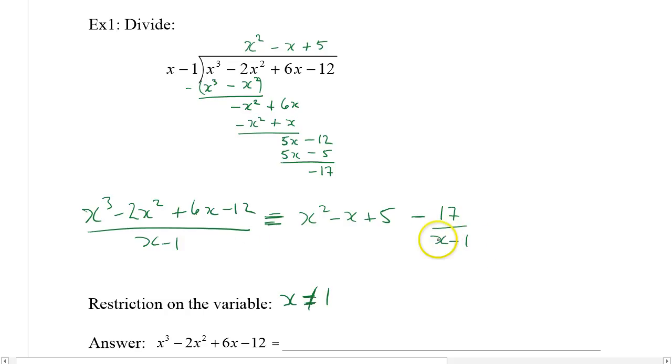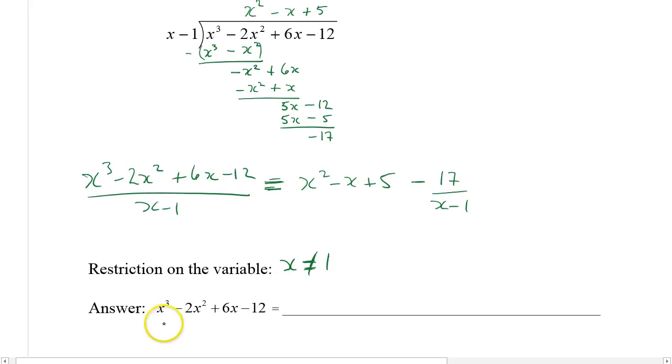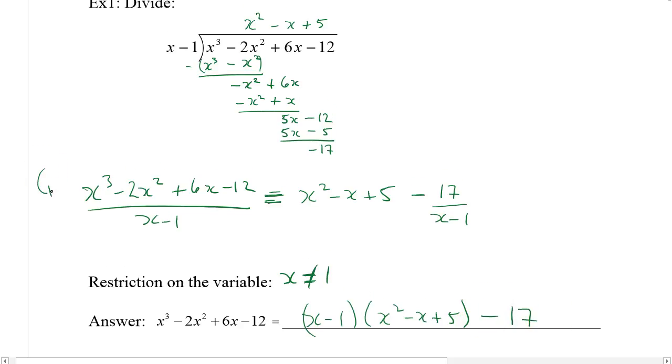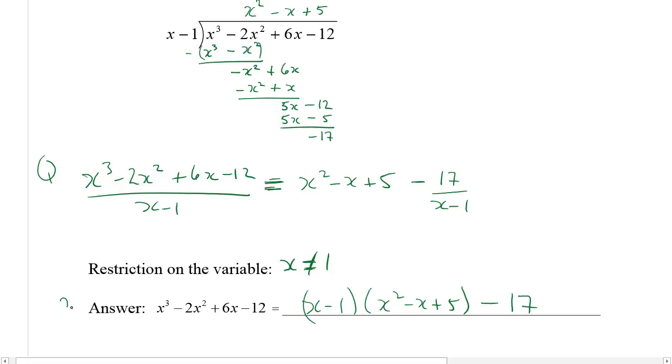The other one is, if you imagine I multiply both sides by x minus 1, so I just get this by itself here, I will get x minus 1 multiplied by x squared minus x plus 5, minus 17. Okay, so this is the first way of saying the answer. This is a second way of doing the answer.